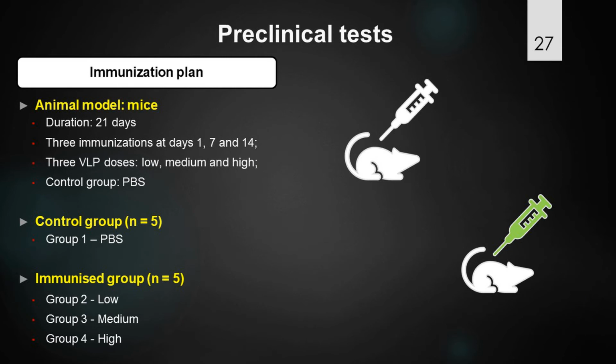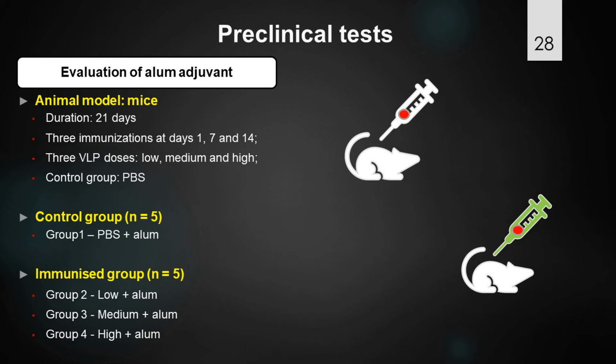For the immunization plan and the preclinical tests, mice will be used as animal model. The immunization plan will last 21 days, and 3 immunizations will be conducted on days 1, 7, and 14. The animals in the study will be divided in 4 groups. The first group will receive only PBS. It is the control group. The second, third, and fourth group will receive low, medium, and high doses respectively.